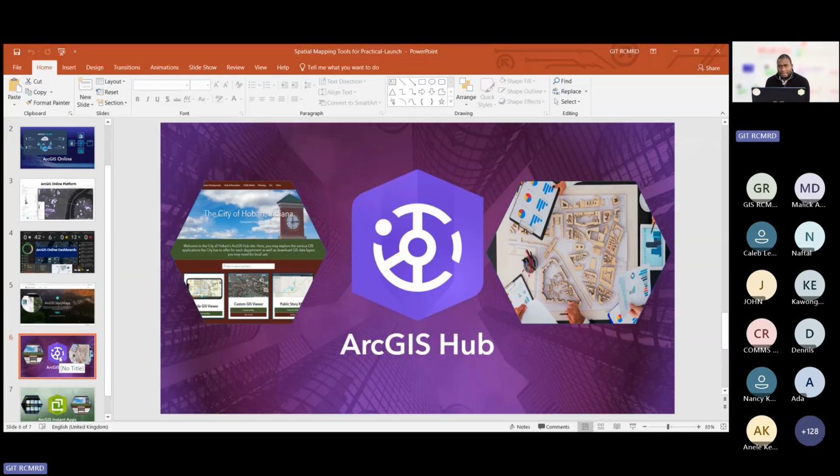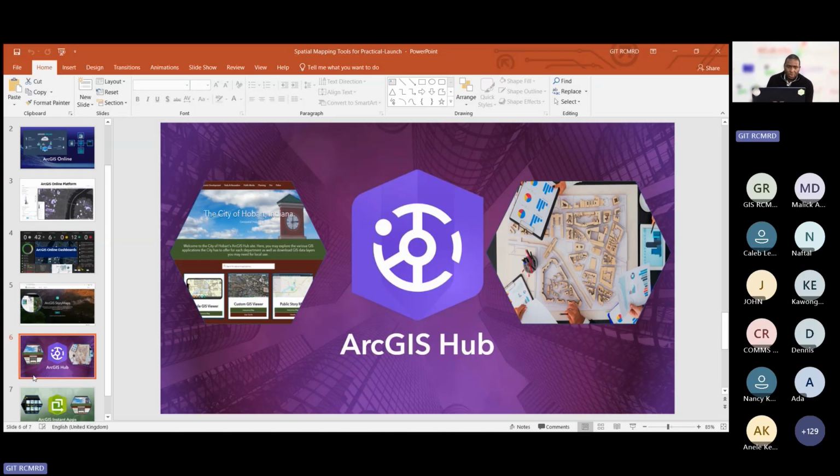Then you have another application called ArcGIS Hub. ArcGIS Hub is like a website. ArcGIS allows you to create a site that you can now use to host many applications that you have created. For example, if you have created a dashboard and web maps, all of them can be hosted within one site. And therefore, when you are disseminating your information, you can use your ArcGIS Hub as a dissemination platform.